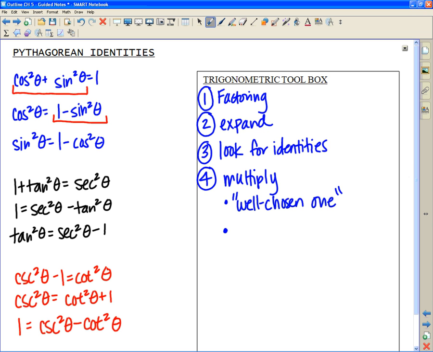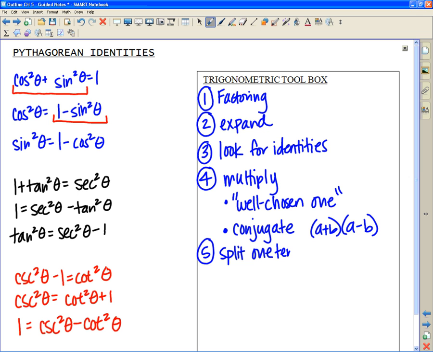Also, if you recall from working with imaginary numbers, we often multiplied by conjugates, and so it's important to realize that you can do that in this case too. Thinking about what a conjugate is, if you have an expression of a plus b, multiplying by a conjugate would be multiplying by a minus b. You just change that symbol from addition to subtraction. It's really helpful to split fractions, split one term into two fractions with a common denominator.